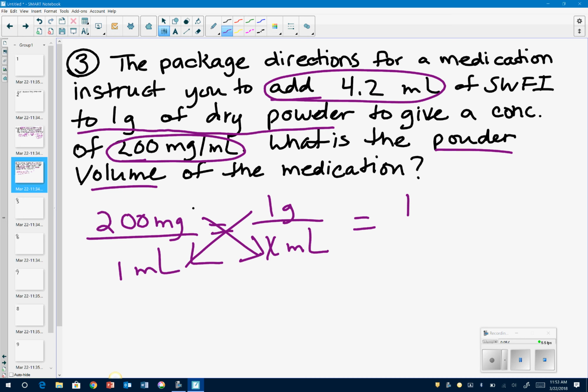Oh wait a minute, I almost made a boo-boo. Make sure you double check these. Milligram on top here, gram on top here. So we have the weights on top, but the units are different. So we change this to 1,000 because 1,000 milligrams equals 1 gram. Now we have our units the same. So 1,000 times 1 would be 1,000. 200 times X goes on the bottom.